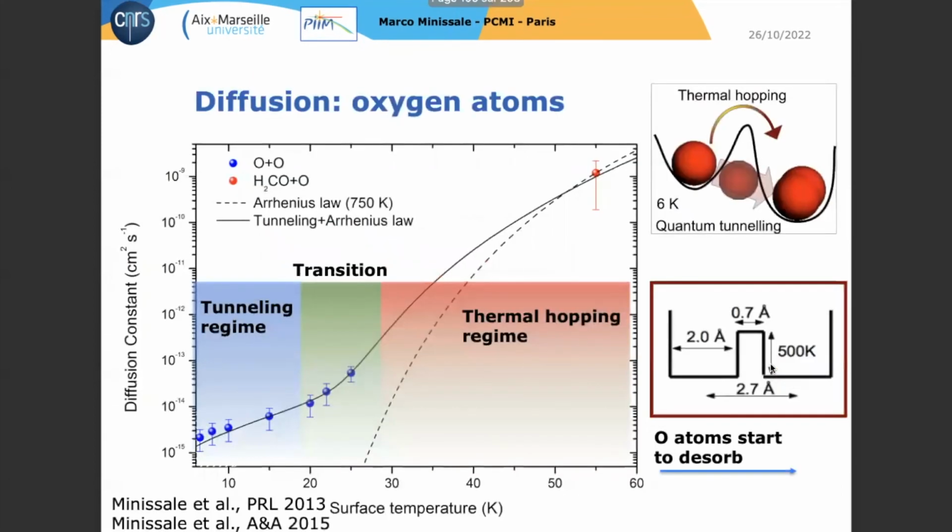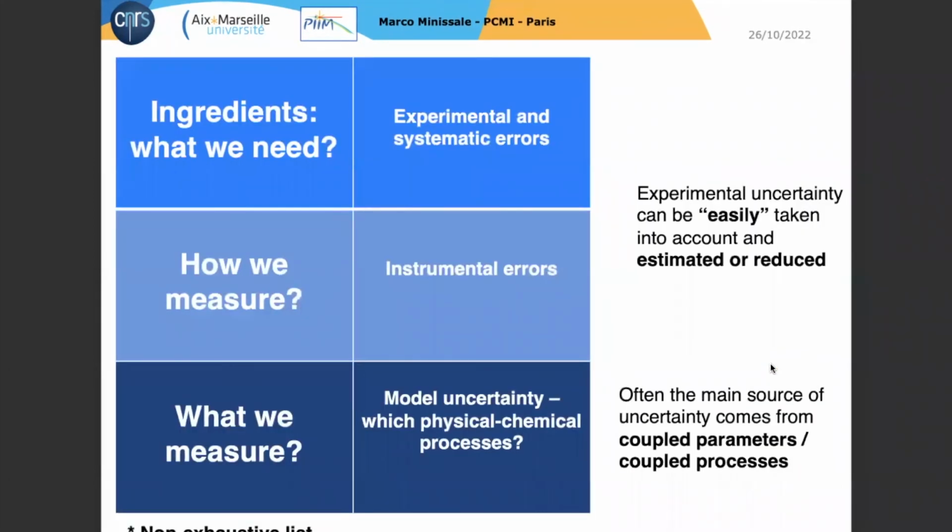I will finish by saying that, as I explained, we have two kinds of uncertainty. The experimental uncertainty can be easily taken into account, handled, estimated, and in some cases reduced from an experimental point of view. But often the main source of uncertainty comes from the fact that when we study a system, we have coupled parameters and coupled processes, and we cannot really separate the two in a simple way. And I think I finished.